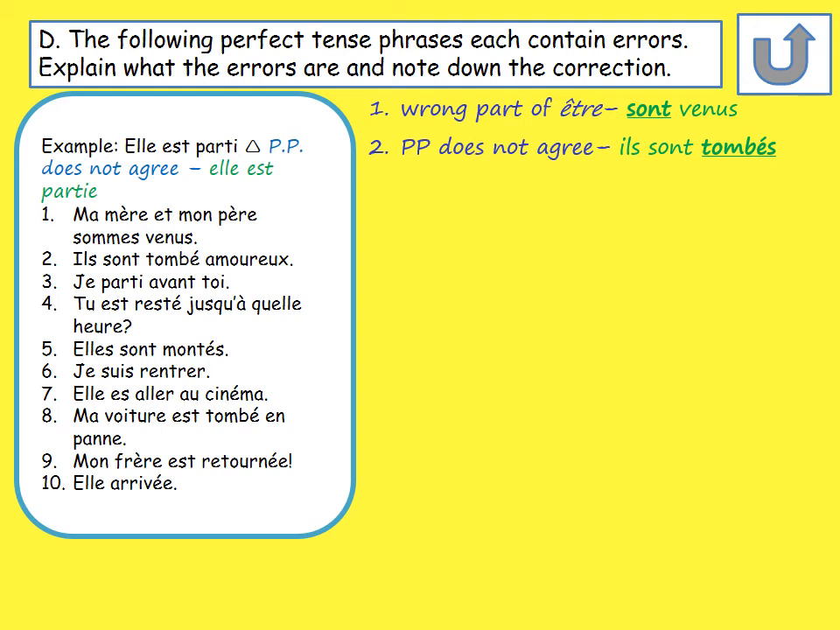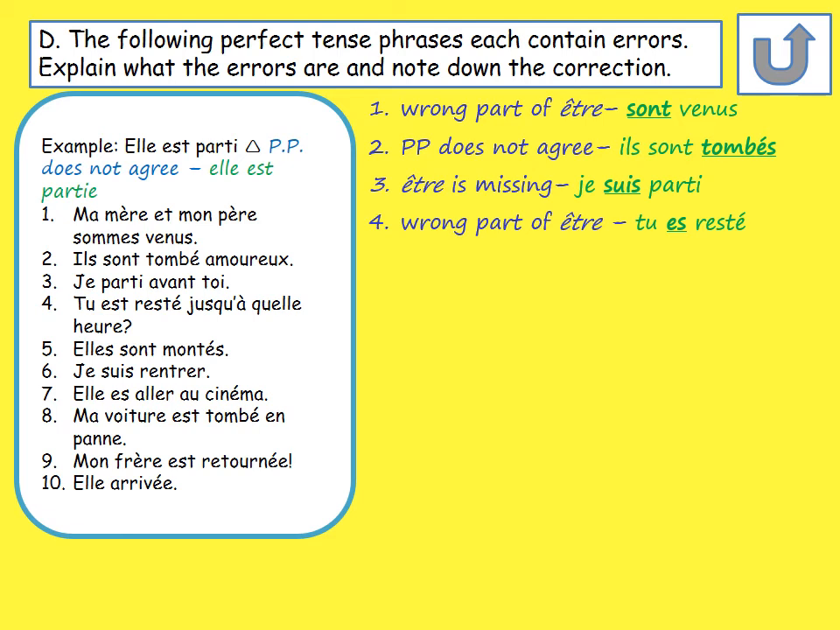Je partis avant toi. Number 3. Again, something missing, isn't there? Missing the part of être. Je suis parti. Tu es resté jusqu'à quelle heure? What time did you stay until? It's the wrong part of être again, isn't it? It should be tu es resté. Elles sont montées. Looks okay, it's got an S, hasn't it?